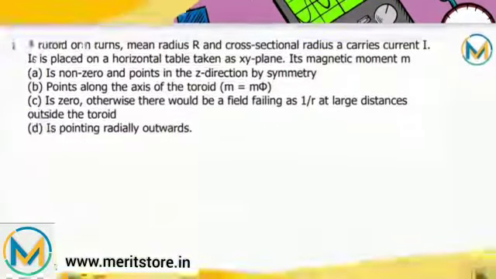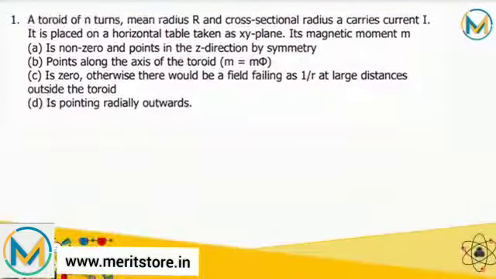First question: a toroid of n turns, mean radius r and cross-sectional radius a, carries current I. It is placed on a horizontal table taken as the xy plane, its magnetic moment is... Okay, so first of all, a toroid can be considered as a ring-shaped closed solenoid. Hence, it is like an endless cylindrical solenoid.